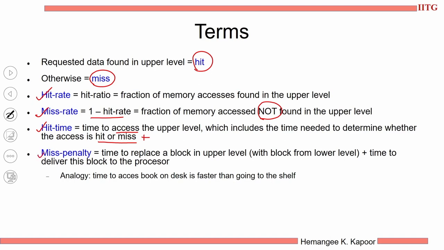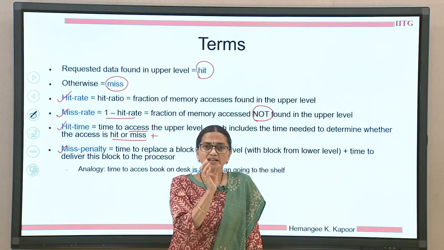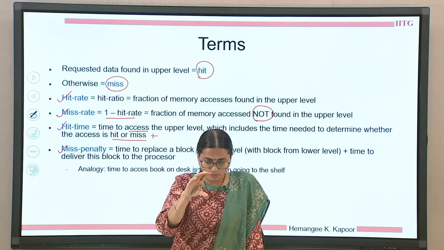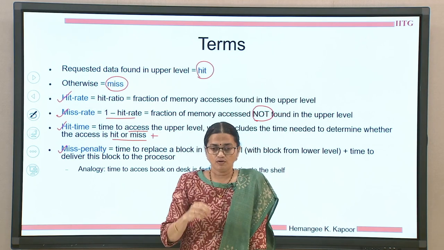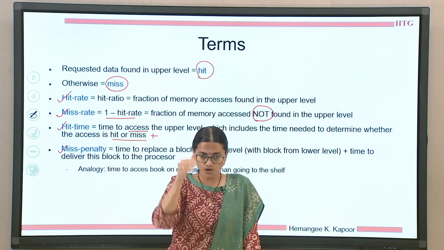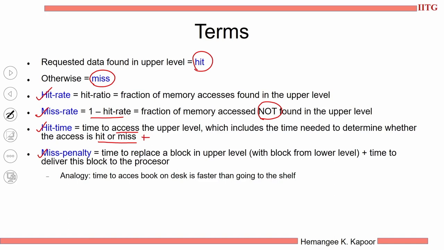And the second one is miss penalty. This happens when there is a miss. So if you did not find the data item in that level, you have to go to the next level and bring that data from that level, store it in the upper level, and at the same time move that data to the processor or the previous upper level. Okay, so go bring the data, store it here and give it to the requester. So this whole trip is called miss penalty.